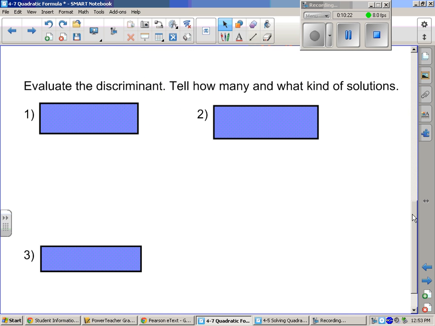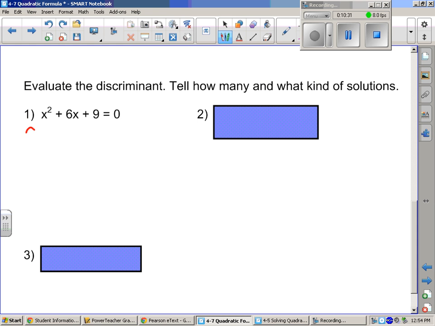Right. So here's how these problems look. They just will say, evaluate the discriminant because we want to know how many and what kind of solutions our problems have. So my A is 1, my B is 6, my C is 9. And remember, the discriminant is just B squared minus 4AC. So we'll plug them in.